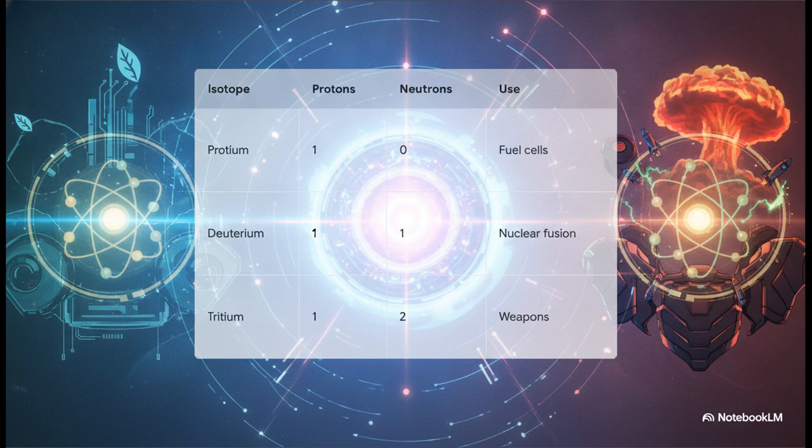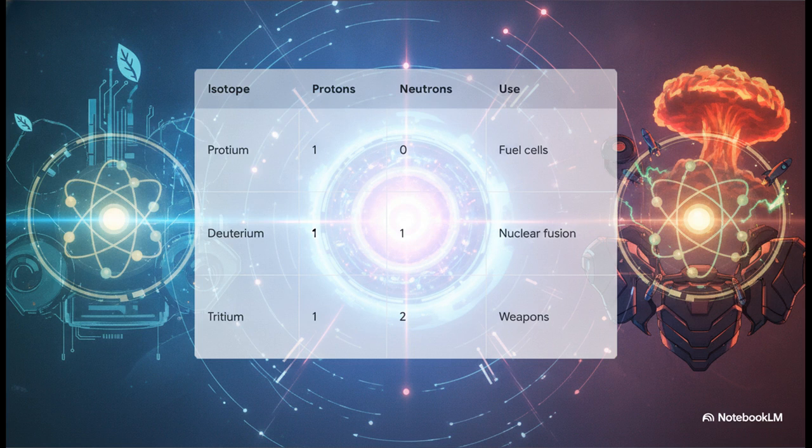Normal hydrogen, which is called protium, has 1 proton and 0 neutrons. That makes up like 99.98% of all hydrogen, used in everyday stuff like plastics and fuel cells. But add just 1 neutron and you get deuterium, which is incredibly powerful and used in nuclear fusion. Add 2 neutrons, you get tritium, a super rare radioactive isotope used in thermonuclear weapons.